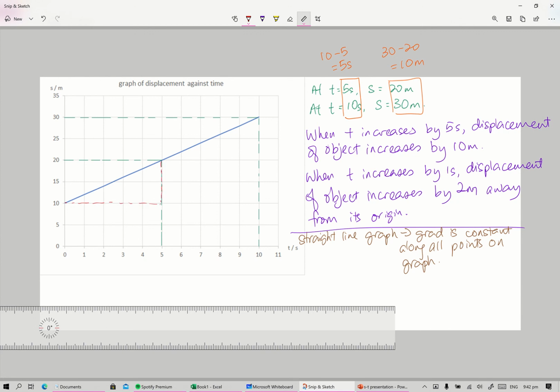Because this gradient that I draw here, this is run, from 0 to 5. That's 5 minus 0 equals 5 seconds. This is rise. It's 20 minus 10 equals 10 meters. So the gradient equals rise over run equals 10 over 5 equals 2 meters per second.